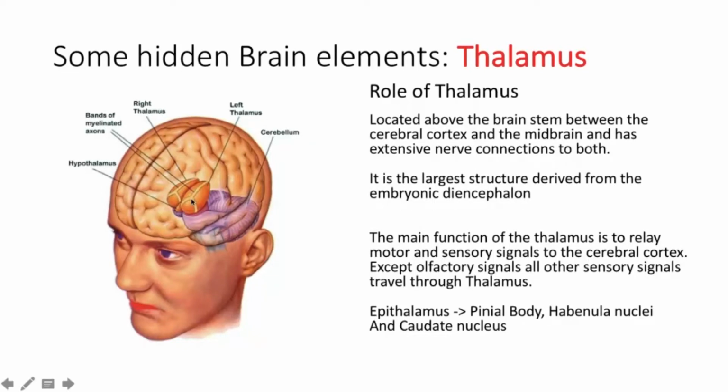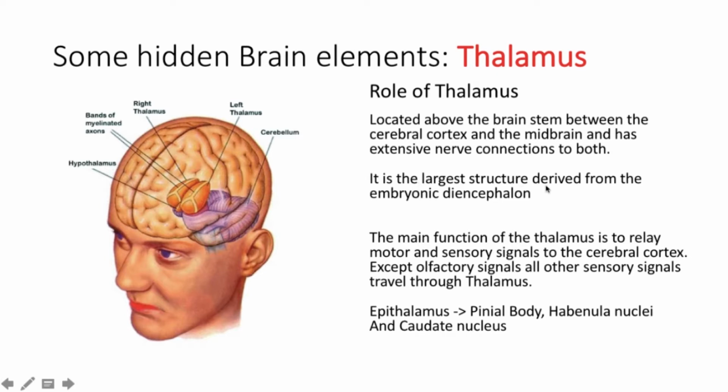The thalamus, as you can see, has two parts, the right thalamus and the left thalamus, and it is just in the middle part. It is at the central part which connects the cortex part and the cerebellum, and on the other hand the brain stem and everything. So it's located above the brain stem and between the cerebral cortex and midbrain, which has extensive nerve connections to both. That's what the thalamus is.